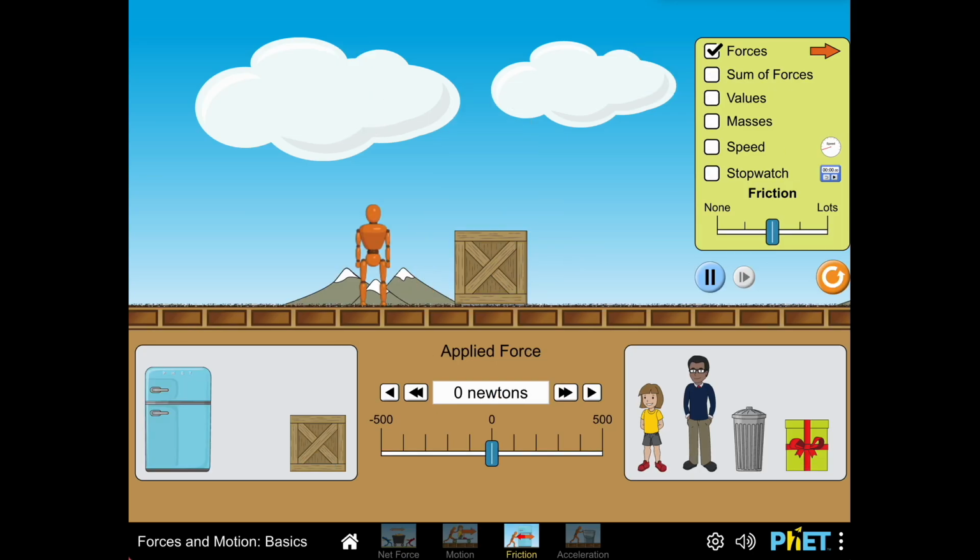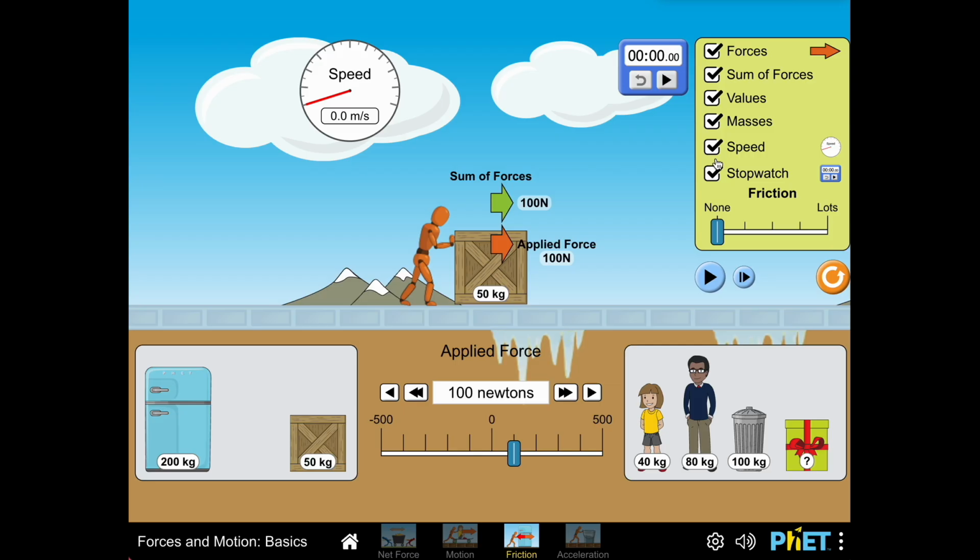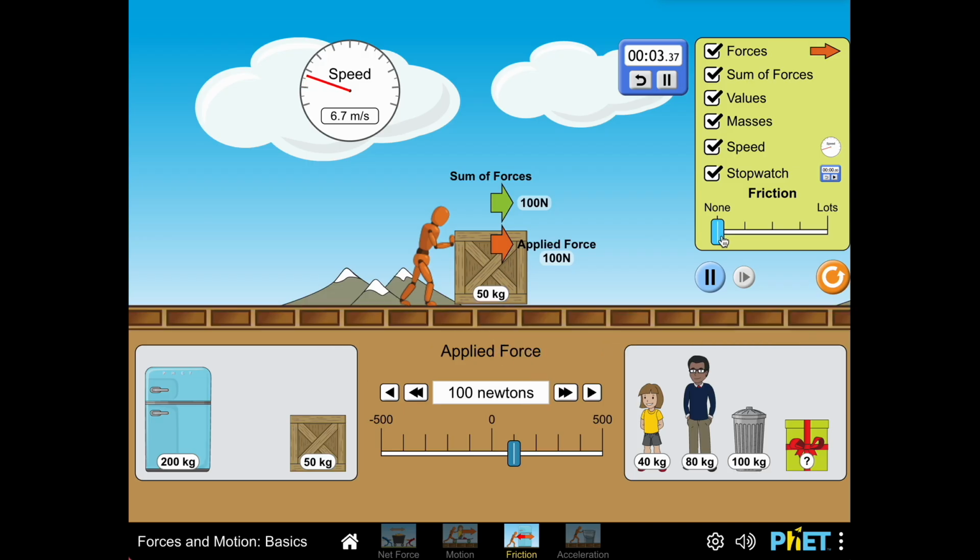The third simulation covers friction, or a force which is the result of interactions between rough microscopic surfaces. This simulation has everything that the last one did, with the re-addition of the sum of forces and a bar in which you can apply varying degrees of friction, which you can see right here. You can see how it opposes the applied force and affects the net force. And the more frictional force, the greater resistance to the applied force.